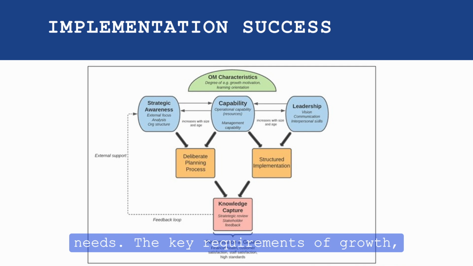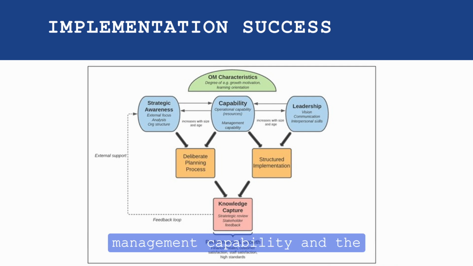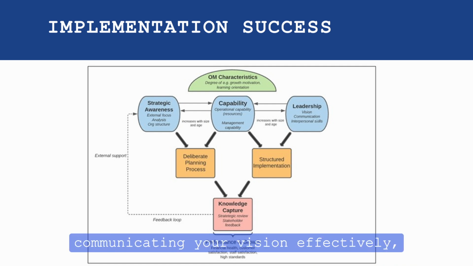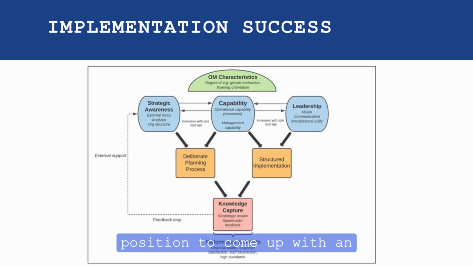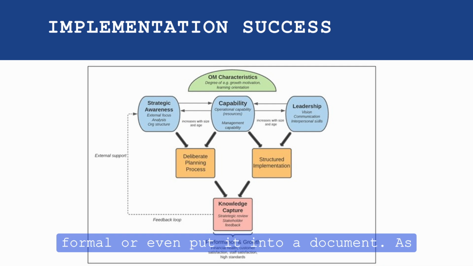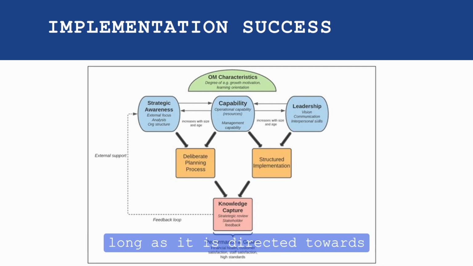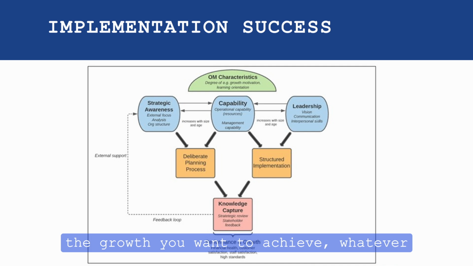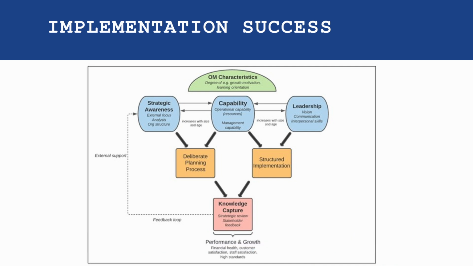The key requirements of growth, our blue boxes here, are strategic awareness, operational and management capability, and the ability to lead your business towards that growth. And that requires communicating your vision effectively, having good interpersonal skills. And that puts us in a good position to come up with an achievable strategic plan. As we get into the actual planning, the orange boxes, we see that planning has to be deliberate. That doesn't mean that it has to be formal or even put it into a document. As we said at the outset, there has to be some strategic intent behind the planning, and as long as it is directed towards the growth you want to achieve, whatever planning process works for you will be effective.